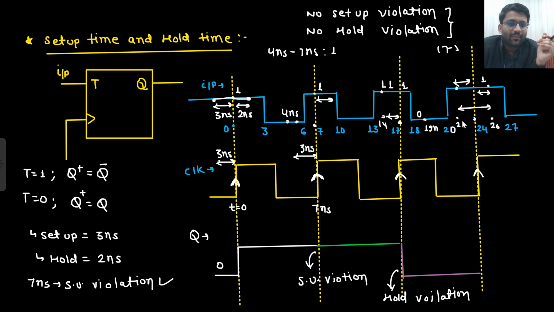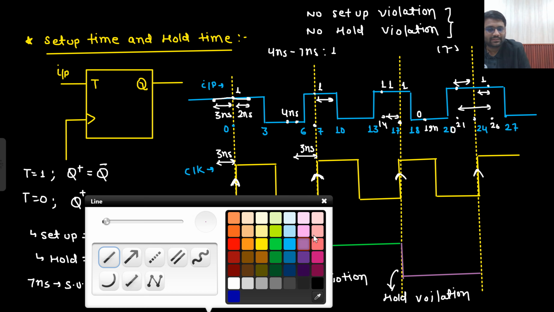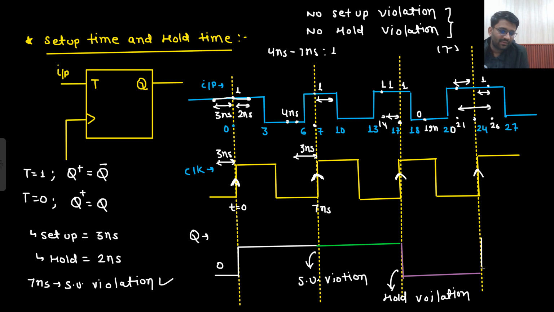Is the meaning of setup time and hold time clear to you? There is no setup violation, there is no hold violation. Why is that so? Because at the clock edge, the input is already stable and it is stable ahead as well. The input has been set up for 3 nanoseconds, and input will be stable for the next 2 nanoseconds as well. So there is no setup or hold violation. What does that mean? Yes, here there will be perfect triggering. So this was the condition where there was no violation.